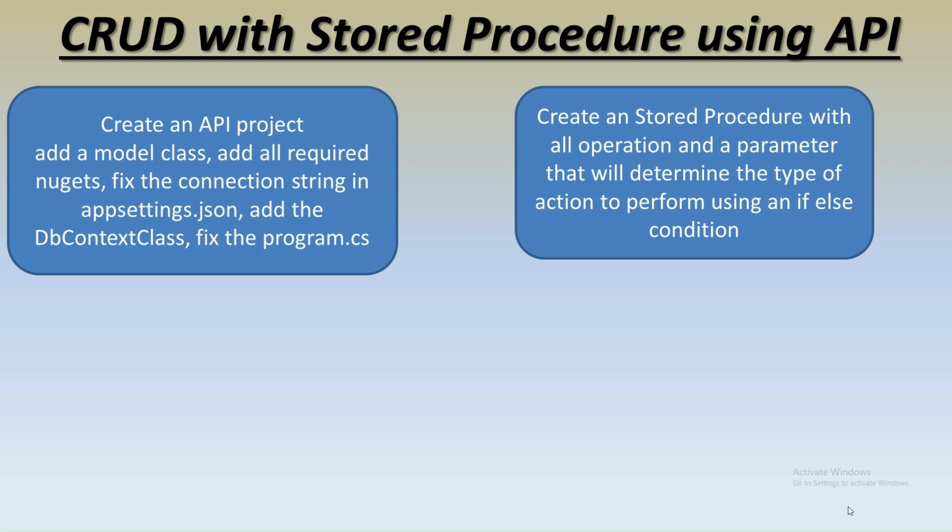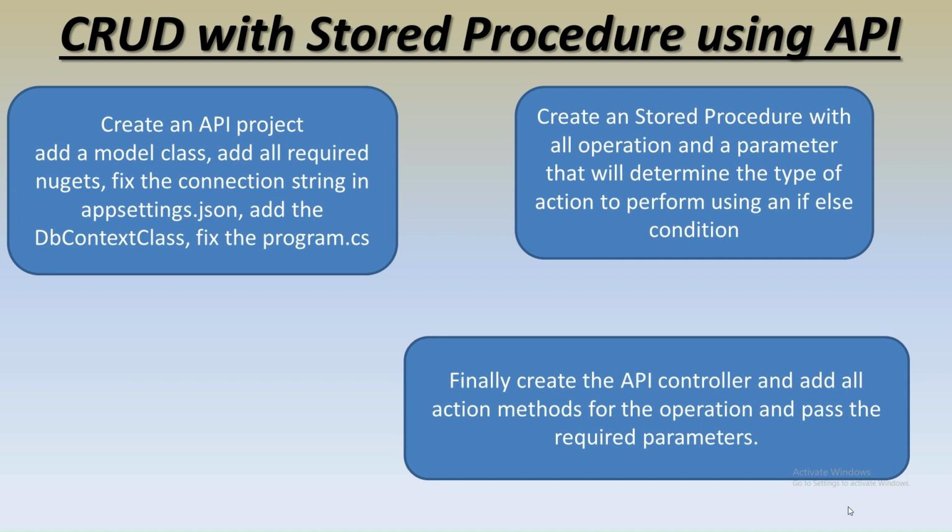Next, create a stored procedure with all the operations and the parameters that will determine the type of action to perform using an if-else condition. And finally, create the API controller that adds all the action methods for the operation and passes the required parameters. Let's see that in action.